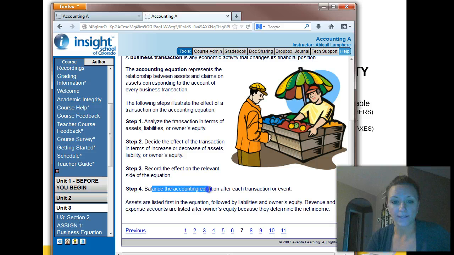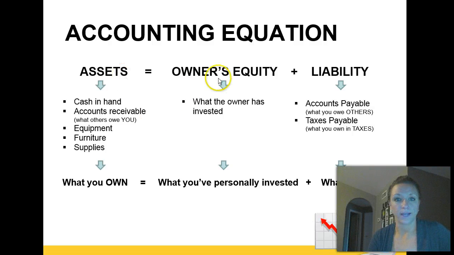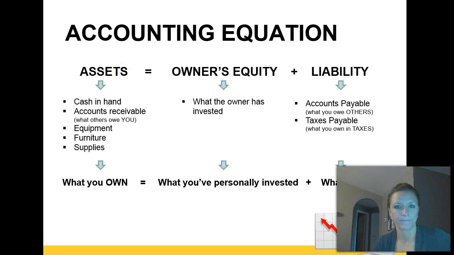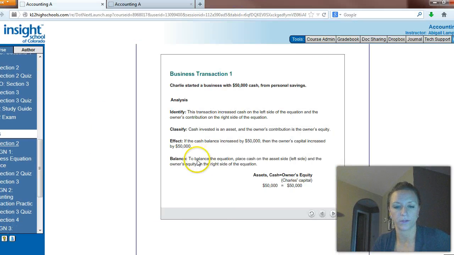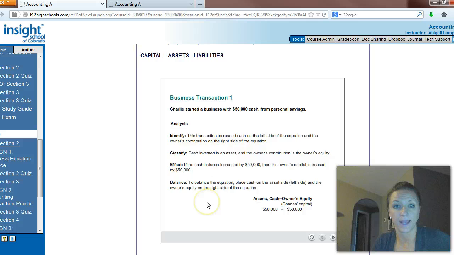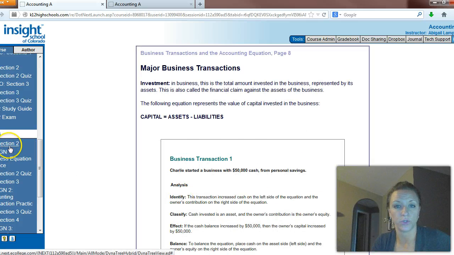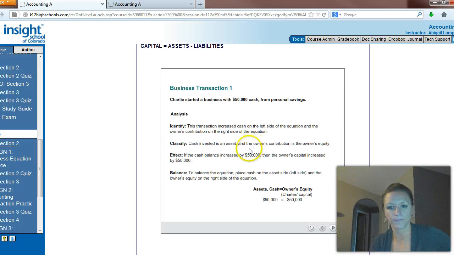Then we're going to balance the accounting equation after each transaction to make sure that it's still equal on both sides of the equation. Okay, so let's look at some examples from your text. I am on page 8 of section 2 in unit 3, if you want to follow along.